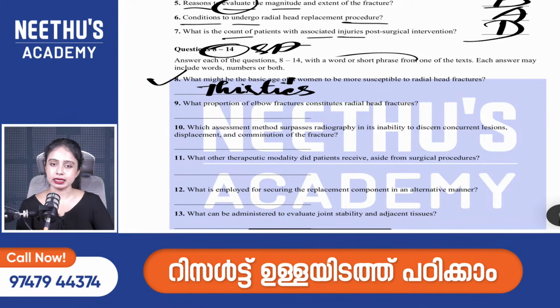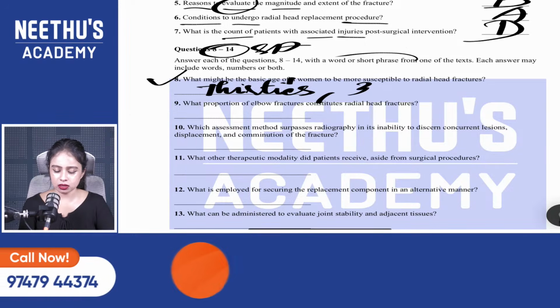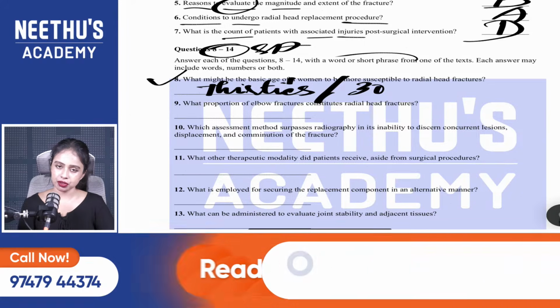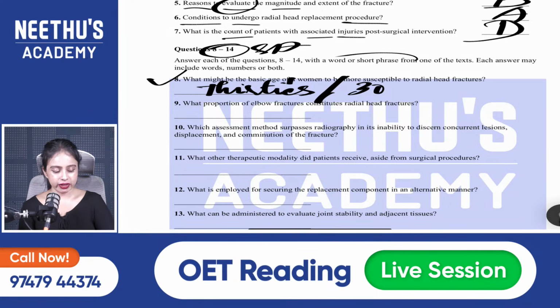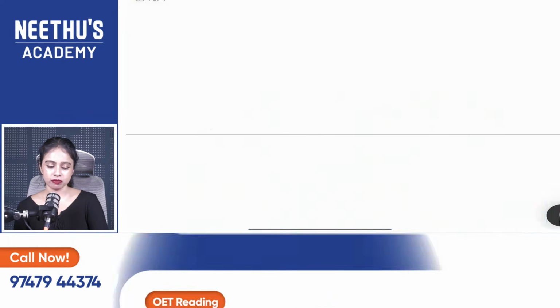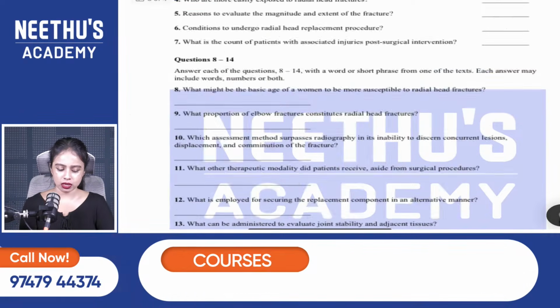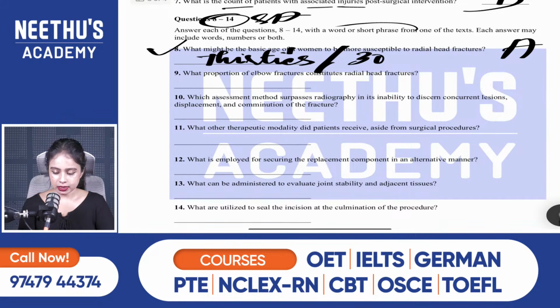Age of 30. So the answer is 30s, or you can write 30. Both are correct. Either you write 30s in words or you can write in figures. Very good, LV. Yes, Akhila. Yes, Bina, which is mentioned in text A. The same line. See, in their 30s. So the answer is 30s from text A.